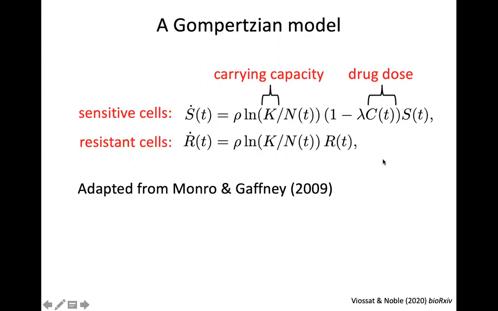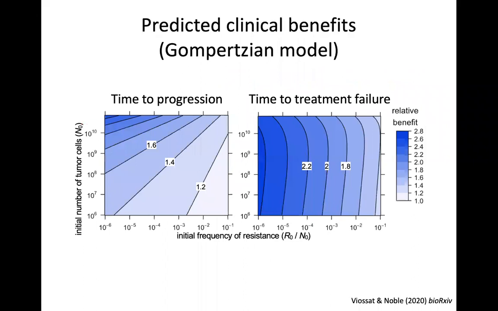And this model was previously studied by Monro and Gaffney back in 2009, but we were able to obtain analytical results, whereas their results were mostly numerical. And what we were able to show is that for this Gompertzian model, we can get analytical results for the advantage of the containment strategy versus maximum tolerated dose, both in time to progression and time to treatment failure, and also overall survival, which isn't shown here. So we can get these very nice analytical predictions that are based on the parameters of the model. And there are a lot of these kind of predictions in our paper.